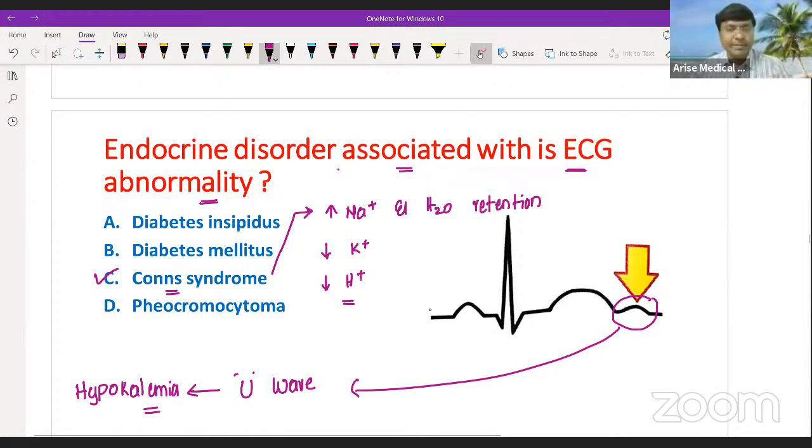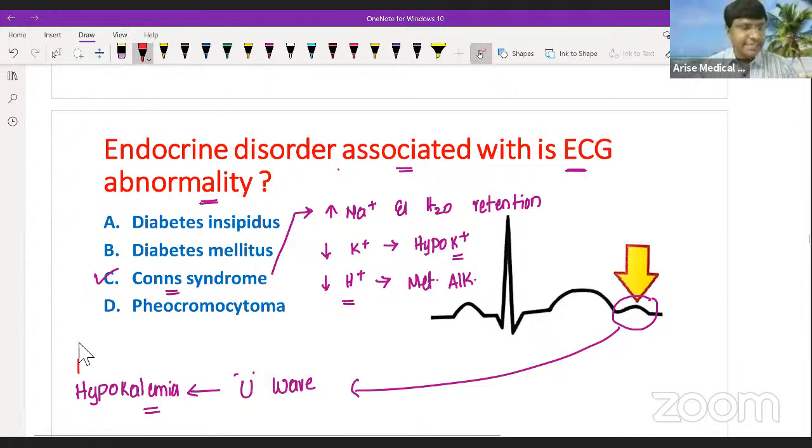Okay. So there will be metabolic alkalosis, and there will be hypokalemia, and there will be increased sodium and water retention. So in hypokalemia, what will be the other ECG changes?